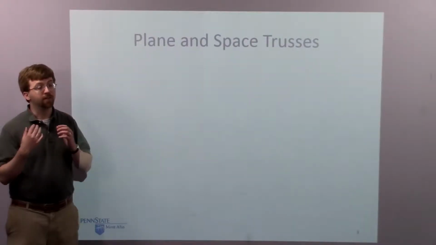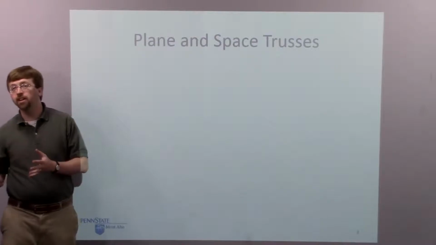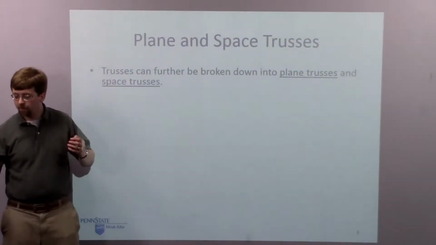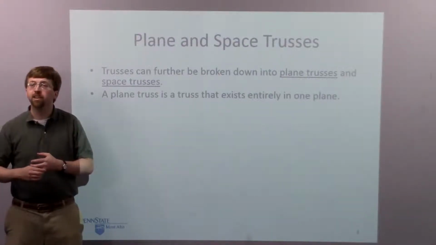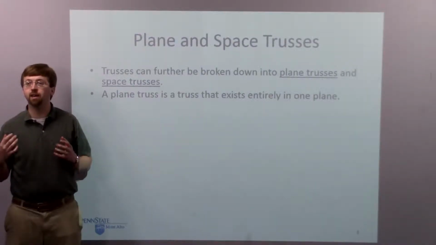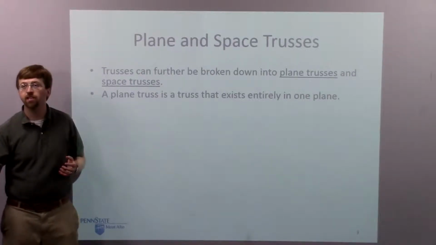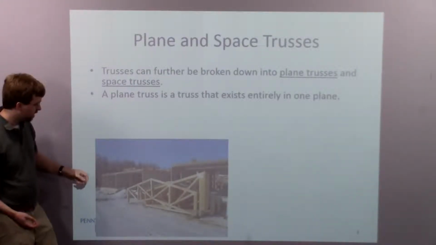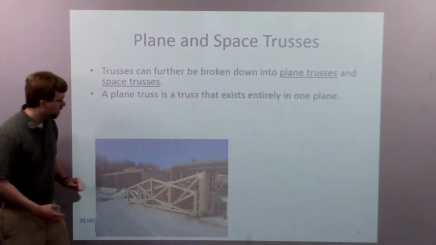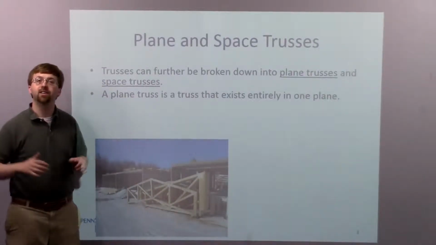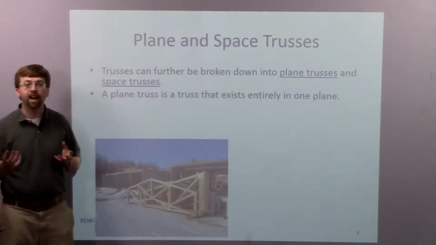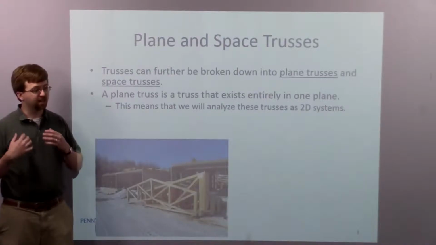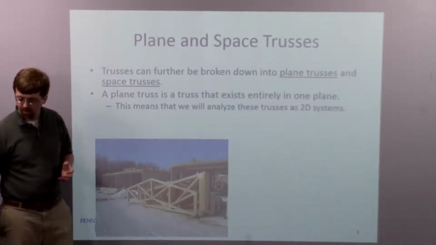So we can further break down trusses into plane trusses and space trusses. A plane truss is a truss that exists entirely in one plane. This means that essentially it's going to be a 2D problem. As an example of that, we've got this roof truss here. All of those beams lie in a single plane. So we'd probably analyze this as just a simple 2D problem, and that makes it a lot easier for analysis.